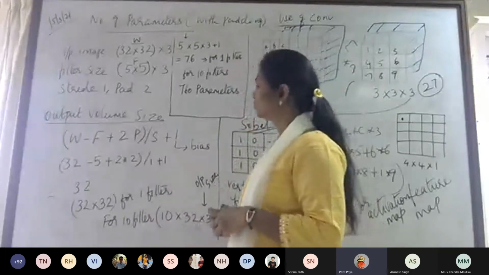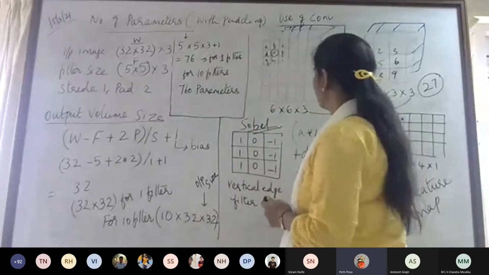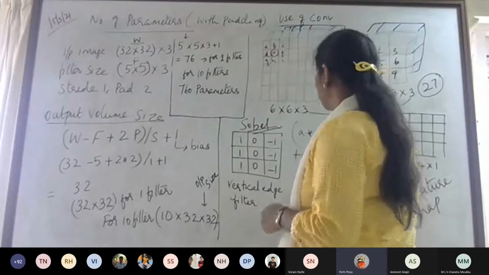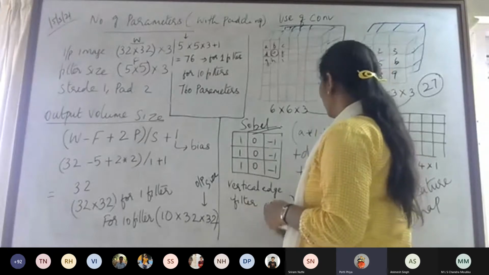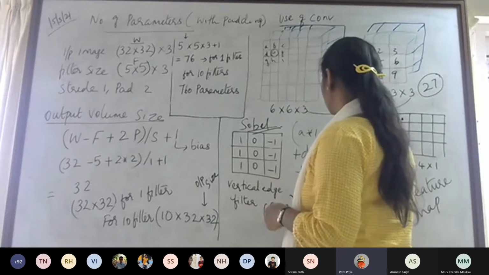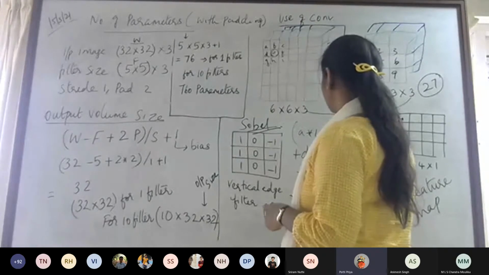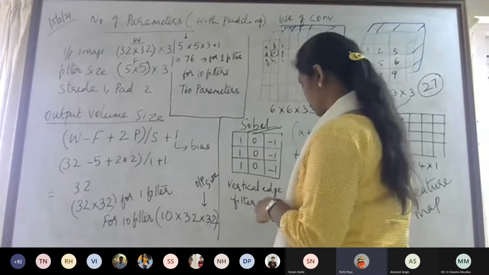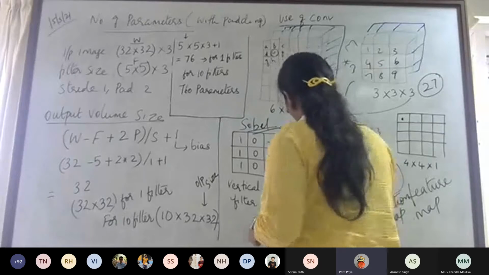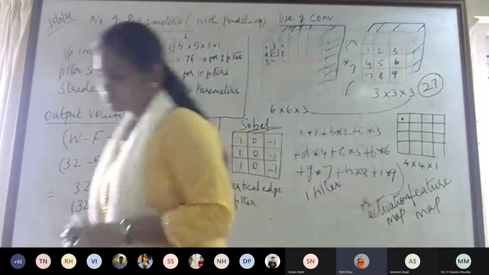Exactly. Yes, ma'am. So take, for example, 6 cross 3 cross 3 and then 3 cross 3 cross 3. We will get 6 minus 3 plus 0, divided by 1 plus 1. That is bias, no, ma'am? When we tried to calculate 4 cross 4 cross 1, we did not take care of bias, no, ma'am? We simply calculated. Okay, okay. That is a different formula.